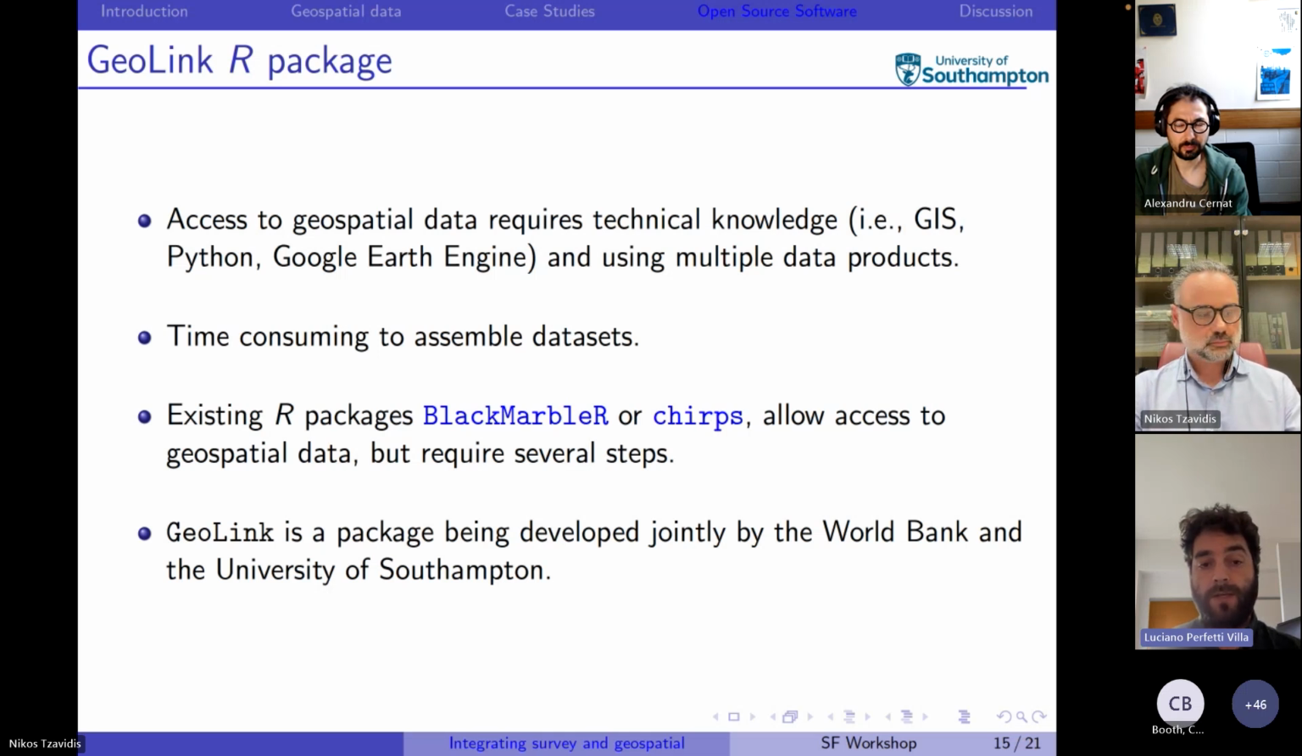So we have worked with the World Bank jointly to develop a package in R that is called GeoLink.